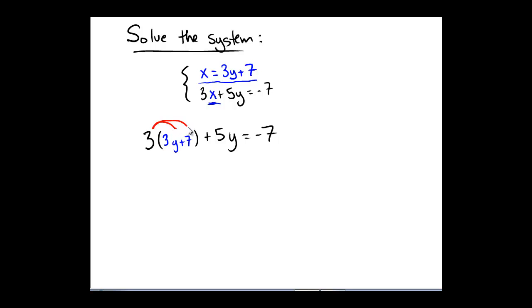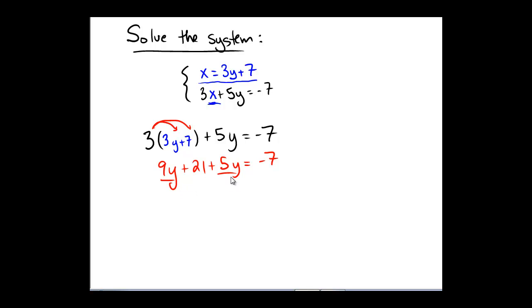So distribute the 3 in on the 2 halves. 3 times 3 is 9. 7 times 3 is 21. Plus 5y equals negative 7. So all I did so far was distributive property. Then I'll collect like terms.